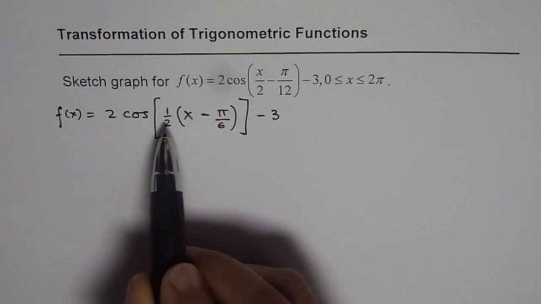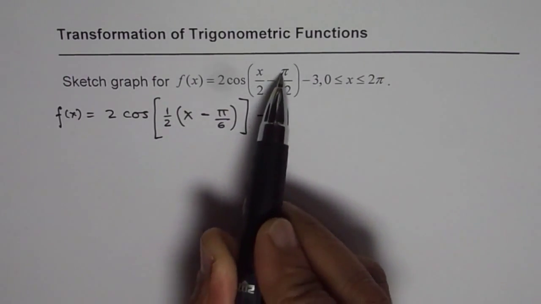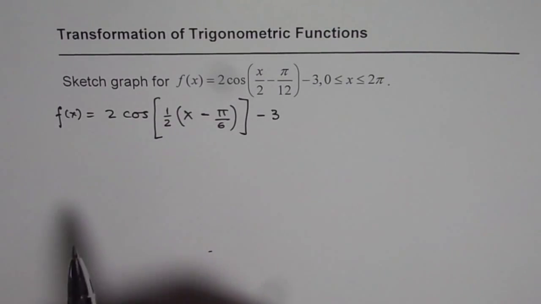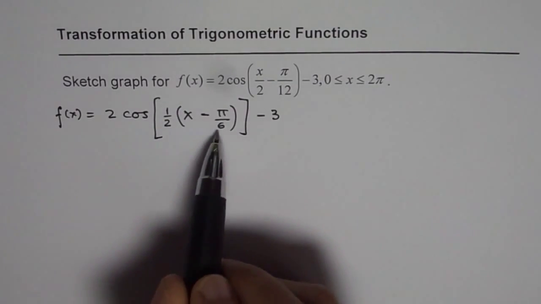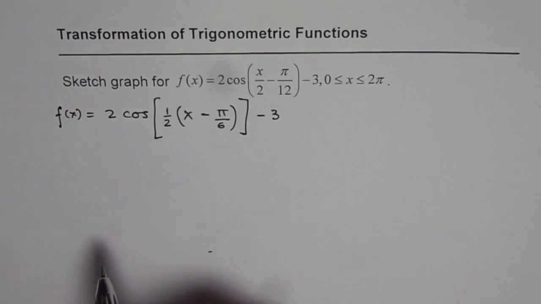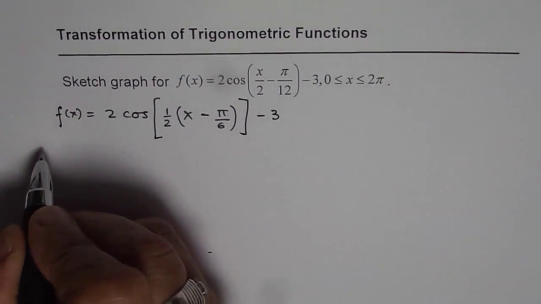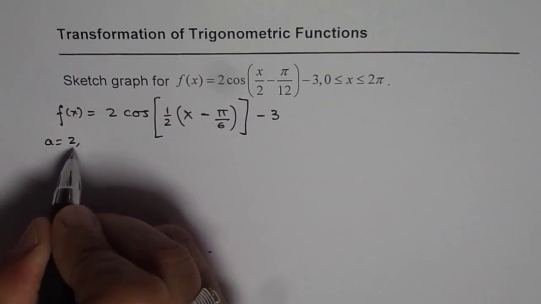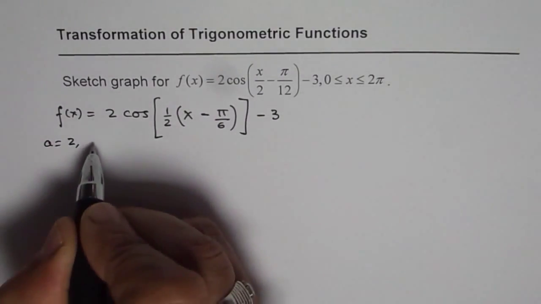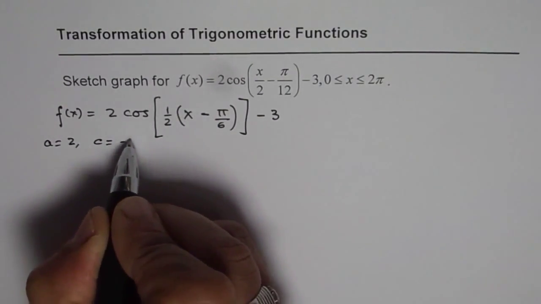If you open the bracket, you get half x minus, if you multiply half by pi by 6, you get pi by 12. So that is correct factoring. Perfect. So that is how you factor half from this unit. Now as you can see from here, we have a, the amplitude equals 2, and the axis, which is the value of c, as minus 3.